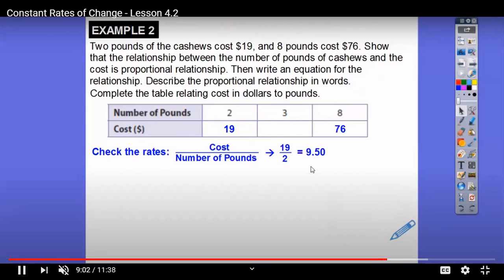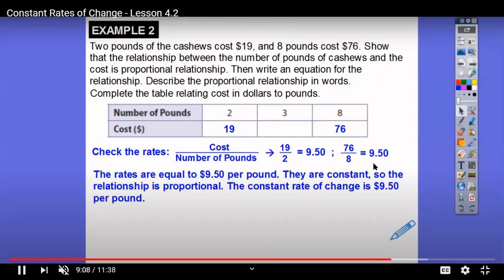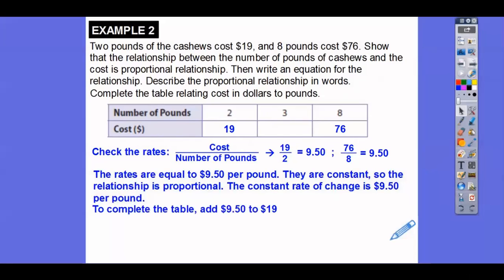It will be 9.5. And then I'm going to check 76 divided by 8. It will be 9.5. The rates are equal to $9.5 per pound. They are constant. So the relationship is proportional and the constant rate of change is 9.5 per pound.